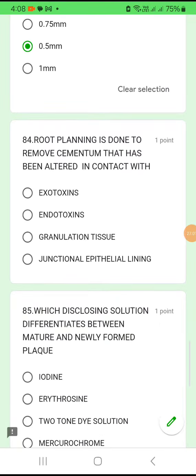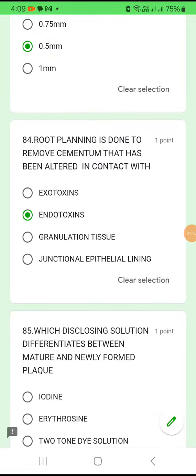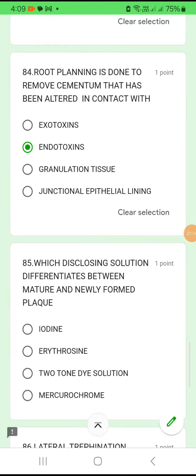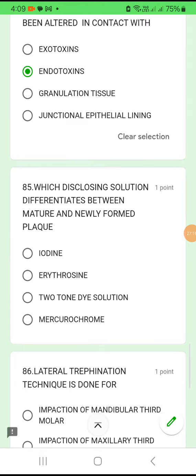Question number 84. Root planing is done to remove the cementum that has been altered in contact with an exotoxin or an endotoxin. Okay, whenever there is contact with an endotoxin, you have to remove the cementum. Okay, root planing has to be done. Question number 85. Which disclosing solution differentiates between mature and newly formed plaque?